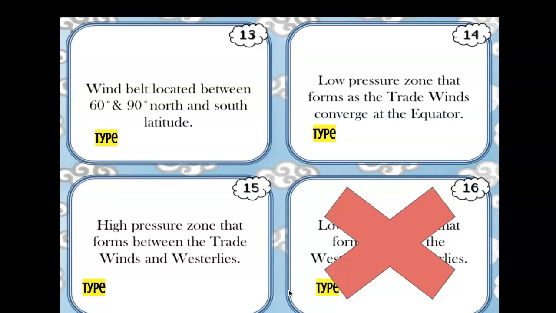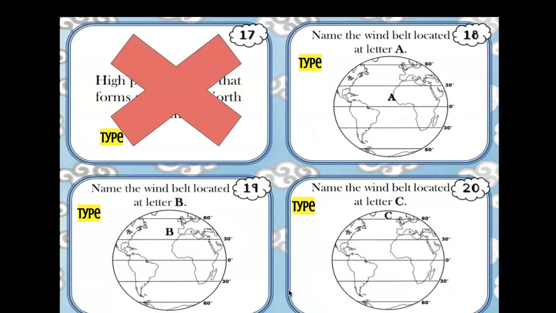We are skipping number 16 and going to number 18 because we're skipping 17 too. Number 18, name the wind belt located at letter A. Letter A is between 0 and 30 degrees. These are our big areas of trade. So this area is considered the area where you will find trade winds.